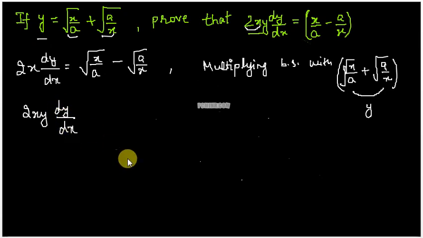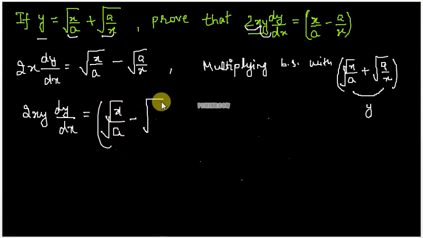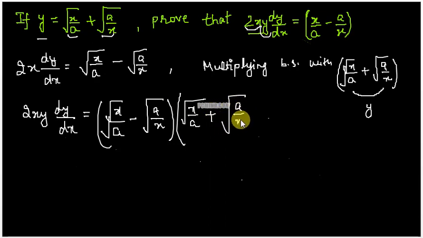Just to understand, there's no confusion about it. How do we know what to multiply? Because our question demands 2x into y. How can we bring y? It's root of x by a plus root of a by x. Multiply on both the sides, our equation is done, because we get 2xy dy by dx on the left hand side, and on the right hand side you would get a term where we will use an identity, because we have root of x by a minus root of a by x, and when you multiply this with square root of x by a plus root of a by x, you have a minus b into a plus b, which gives you a square minus b square. So you get x upon a minus a upon x. So that is equal to the right hand side. So we have proved it.